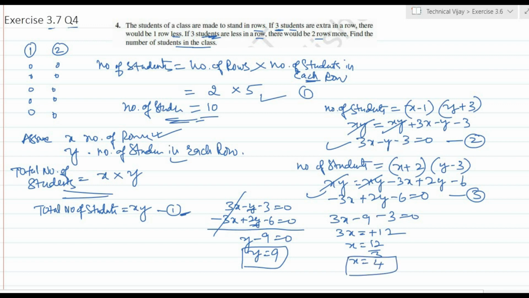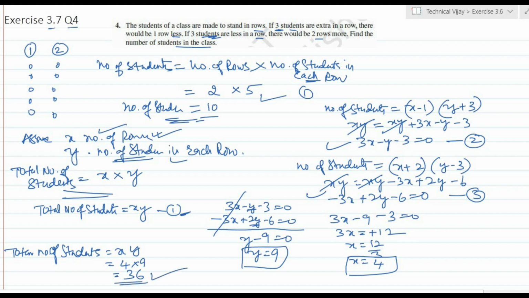So here the number of rows we have assumed as x, and the number of students in each row is y. So here the total number of students is equal to x into y. So here x means 4, y means 9. So here 36. So total 36 students are there.